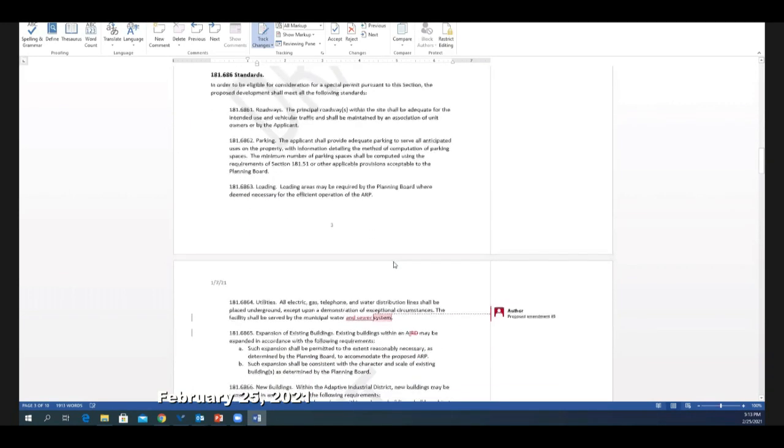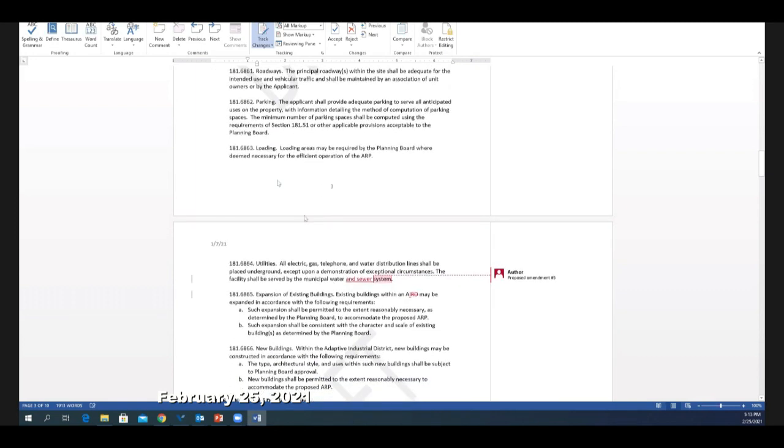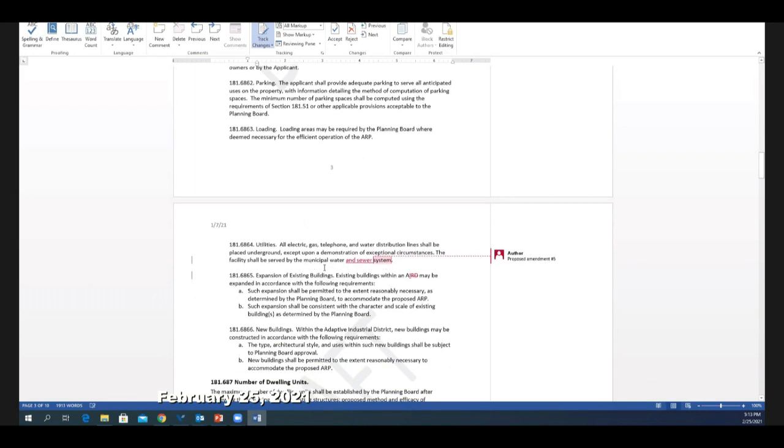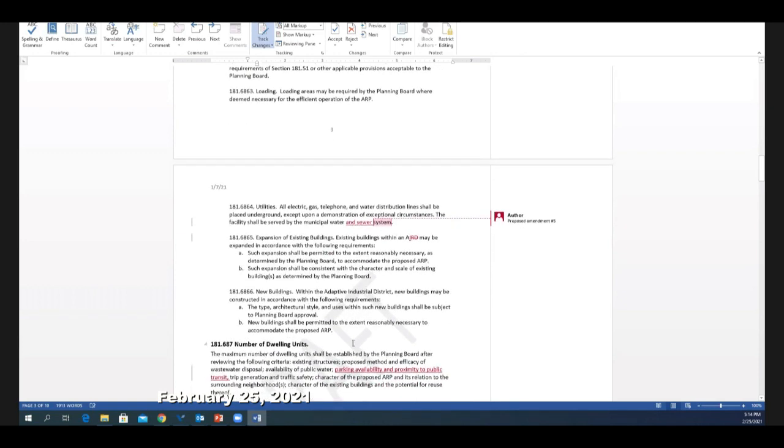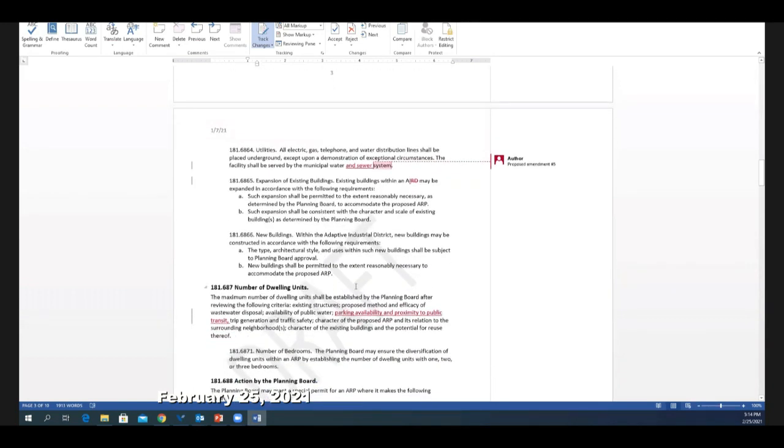Standards: this lays out further what would be an eligible project: adequate roadways, sufficient parking, sufficient loading, sufficient access to municipal water and sewer. Buildings may be expanded if it's decided that it would be necessary and consistent with the character and scale of the building. And new buildings would be allowed if the board approves of the style. And new buildings are to be permitted to the extent reasonably necessary to accommodate the proposed adaptive reuse project.